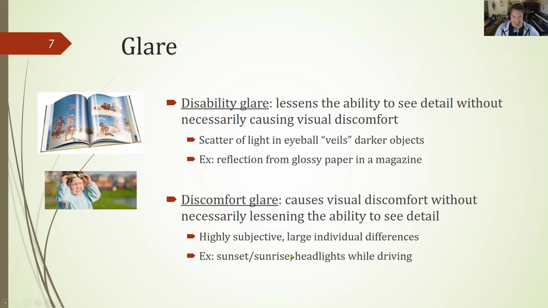But you can feel this anytime you go like this, right? So I'm looking at sunrise, sunset, I'm trying to see, and the sun's low on the horizon while I'm driving, for example. Very good example. And we can have both of these, right? You can have a glare source that both limits your ability to see what you were trying to see and is causing you discomfort. But they're two functionally different aspects of glare.